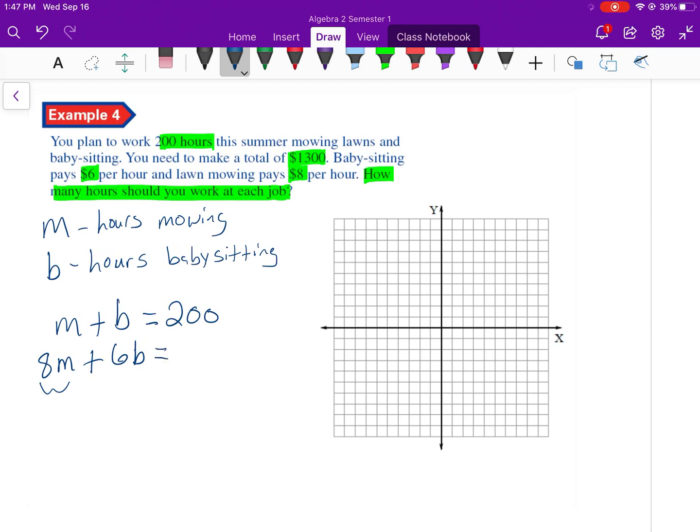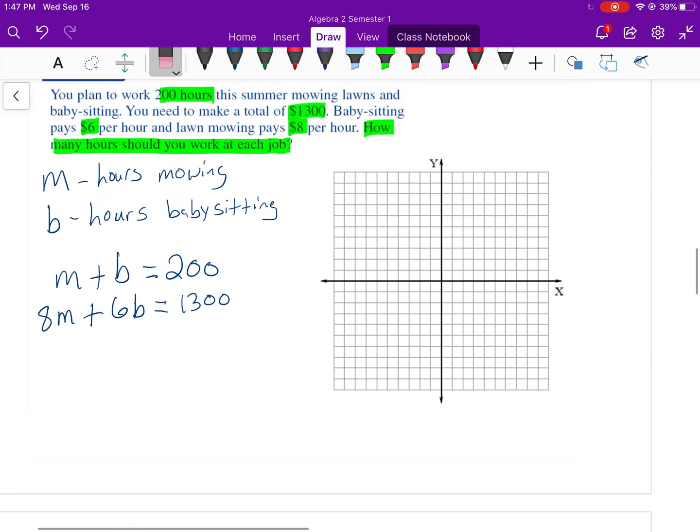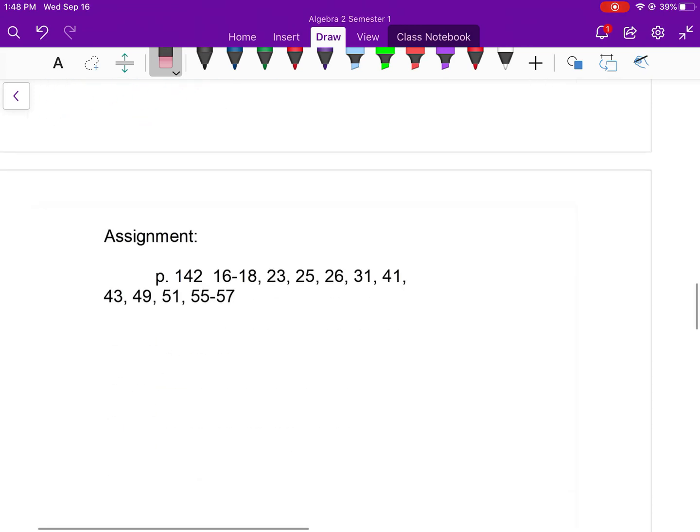Now we want to make a total of $1,300. Okay. So now we have a system of equations. Okay, we're not going to worry about solving this one by graphing, because this is a system of equations that would actually be better to solve using one of these other methods that we will learn in later lessons.